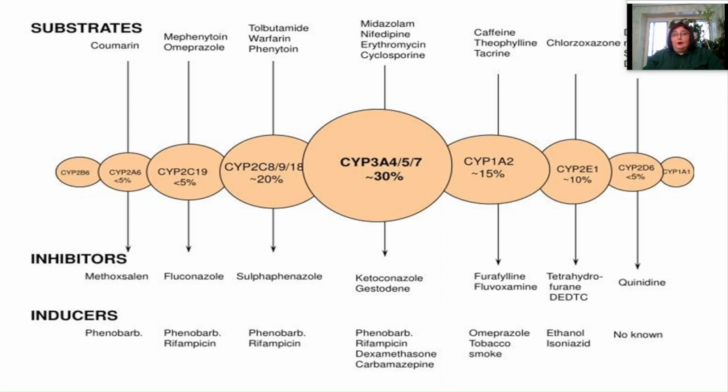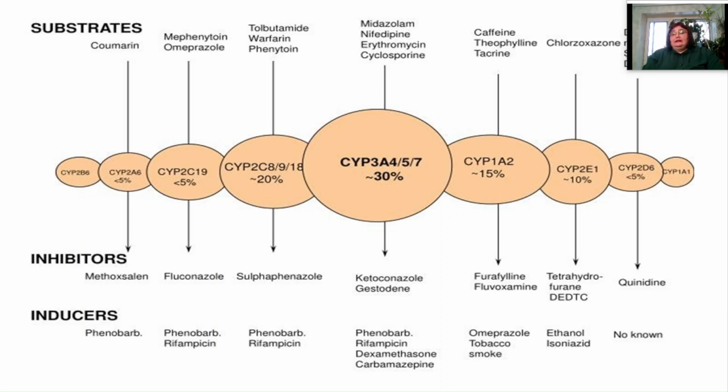We keep going. And cytochrome 1A2, substrate is caffeine, theophylline, tacrine. It's a substrate of cytochromes. Inhibitors are furafylline, fluvoxamine, and inducers are omeprazole, tobacco smoke. And you see that we are now talking about tobacco smoke as a factor inducing cytochrome 1A2.